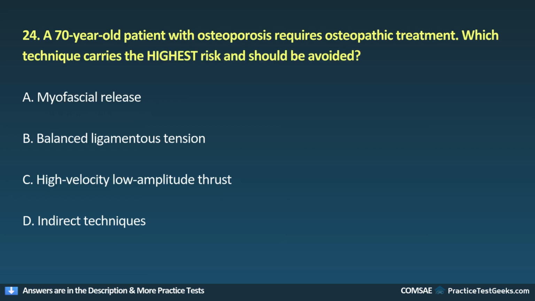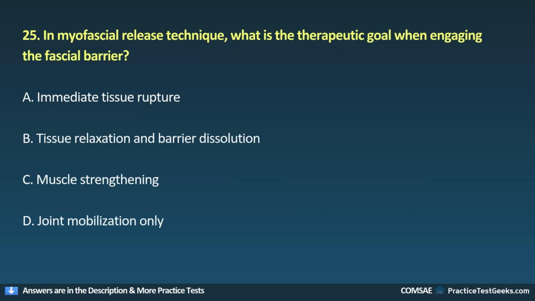24. A 70-year-old patient with osteoporosis requires osteopathic treatment. Which technique carries the highest risk and should be avoided? A. Myofascial release. B. Balanced ligamentous tension. C. High-velocity, low-amplitude thrust. D. Indirect techniques.